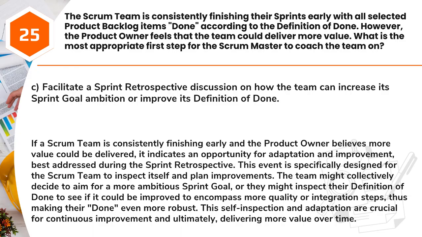The team might collectively decide to aim for a more ambitious sprint goal, or they might inspect their definition of done to see if it could be improved to encompass more quality or integration steps, thus making their done even more robust. This self-inspection and adaptation are crucial for continuous improvement and ultimately, delivering more value over time.